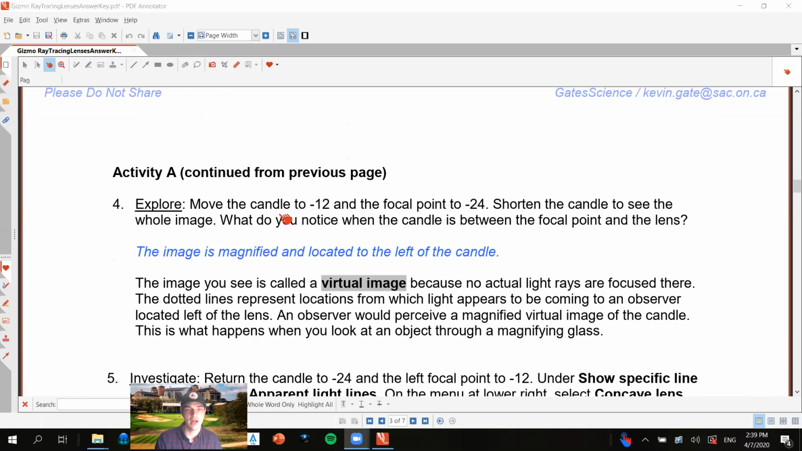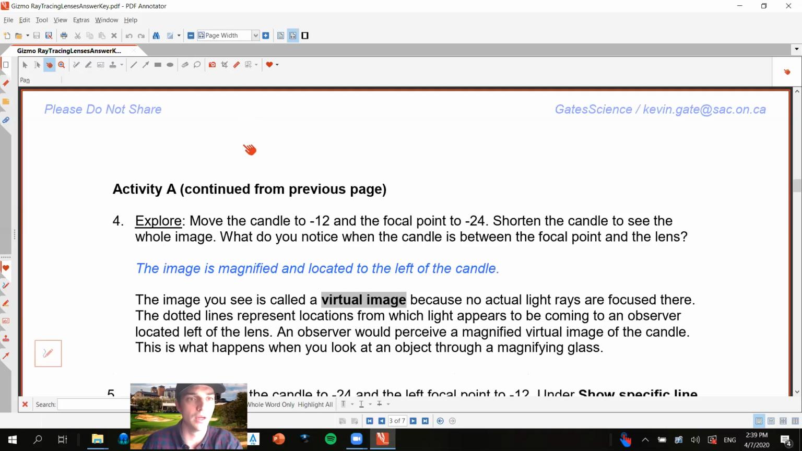Okay. It then asks us to explore the difference if we put the candle in between the focal point and the lens. So now it asks us to switch the location of the candle and the focal point. So the candle we move to minus 12 units, and the focal point we move to minus 24. So a visual representation of that would look like this.